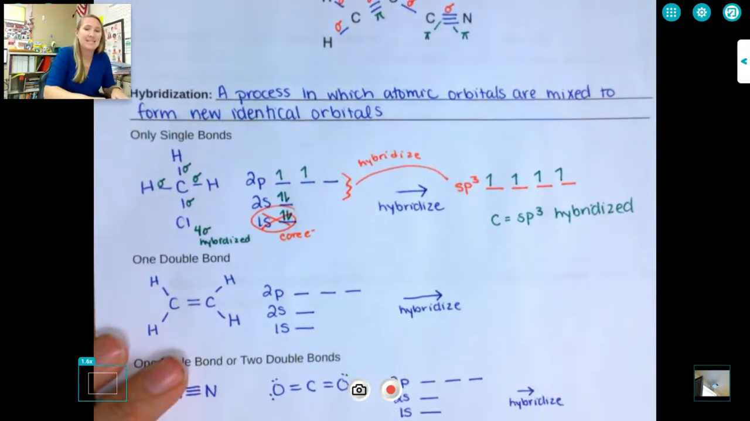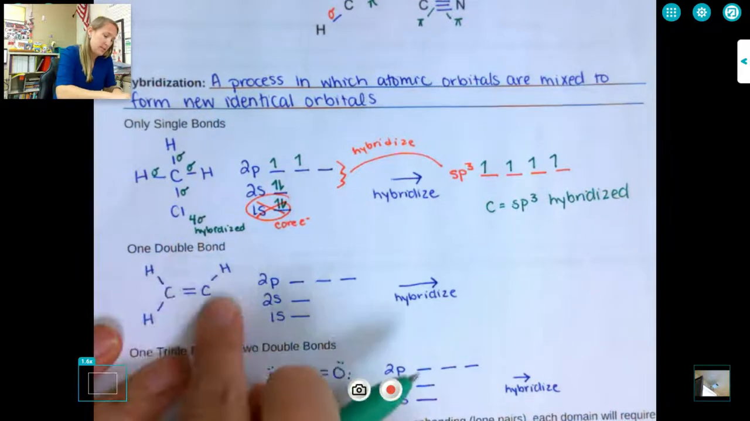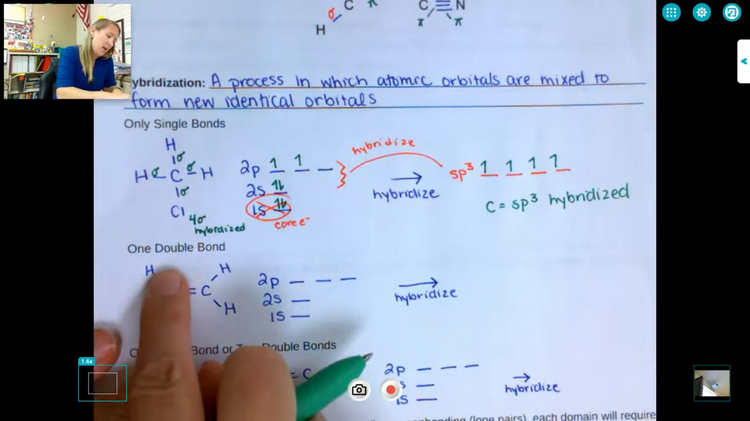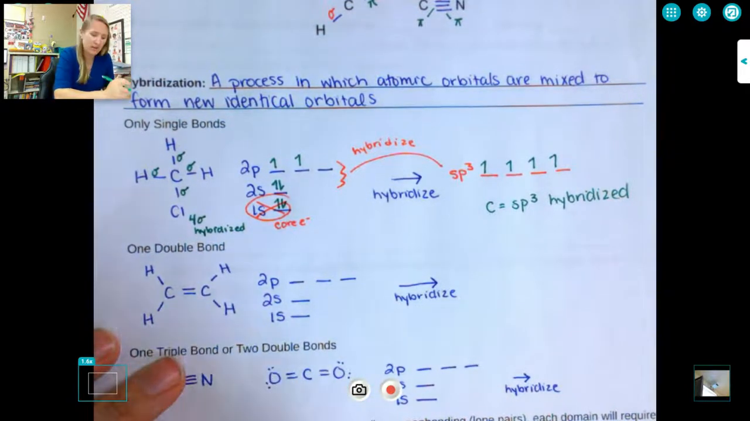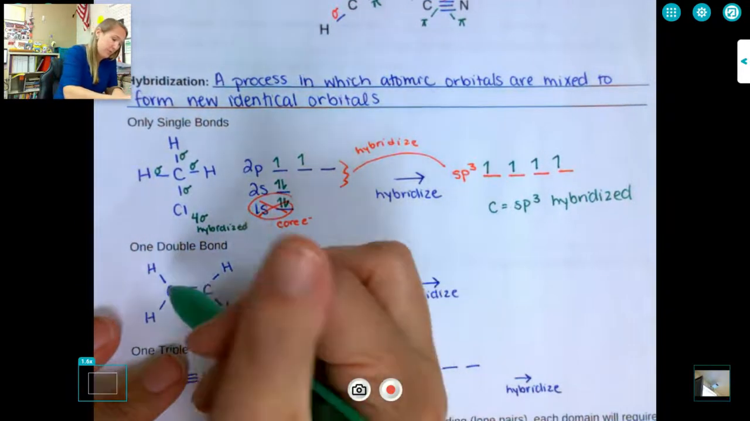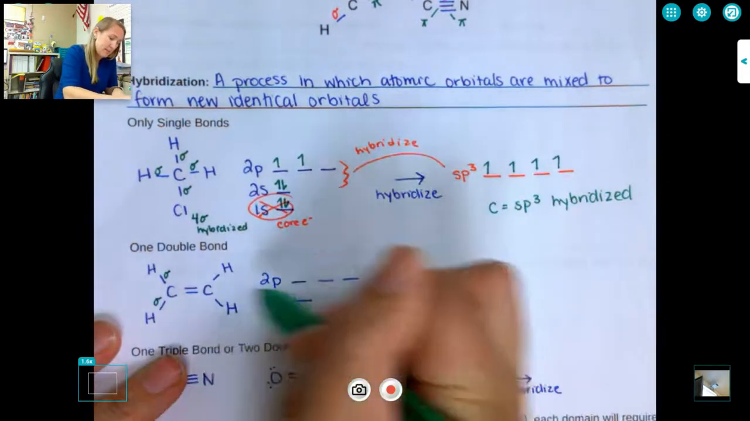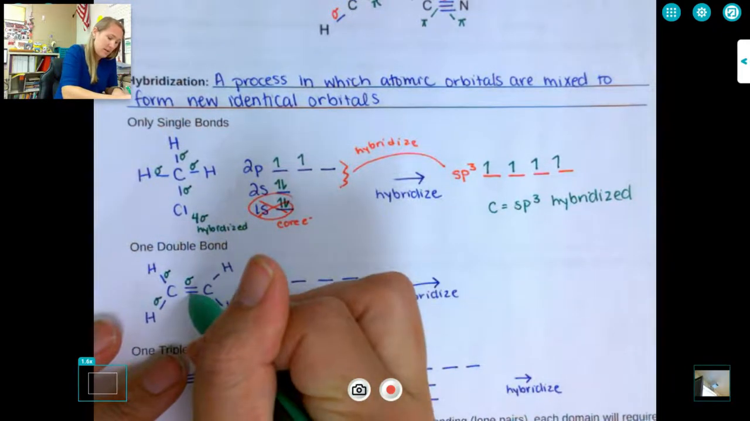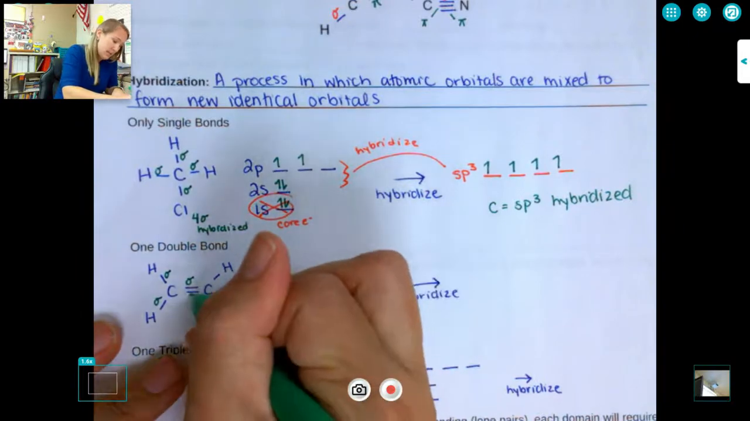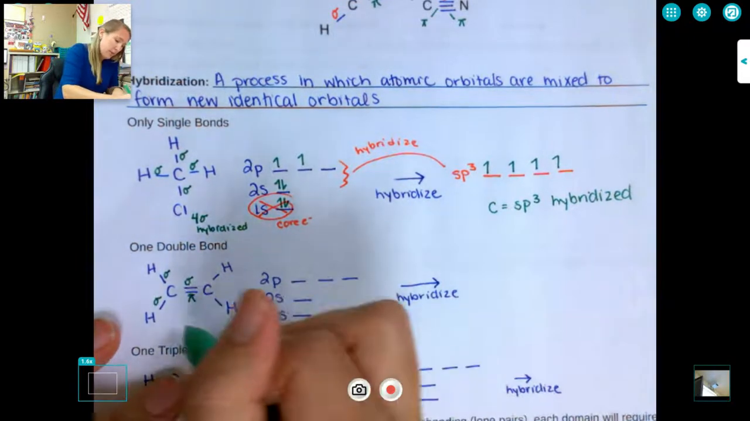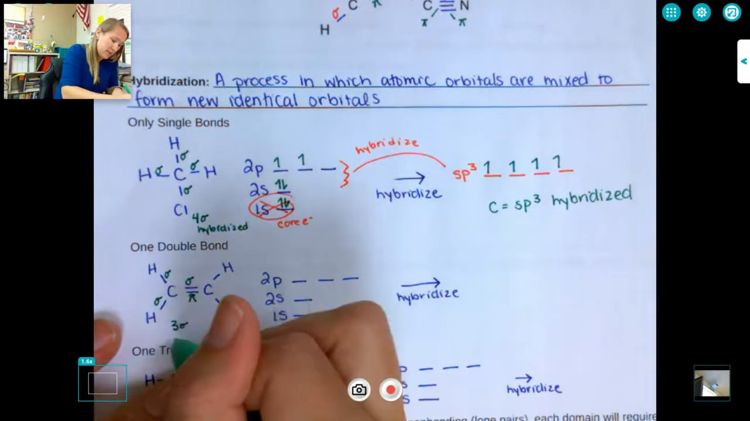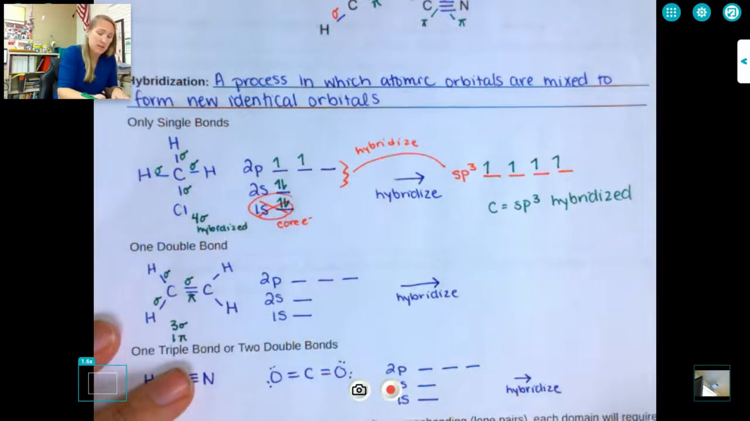Okay. If I have a double bond, so in this case here, I've got a double bond. If I focus just on one carbon, I'm just going to look at my left carbon. First, I'm going to label the different bonds that I have. I've got a sigma. This top one is a sigma. The one underneath that is my pi bond. So I have 3 sigmas, 1 pi bond.